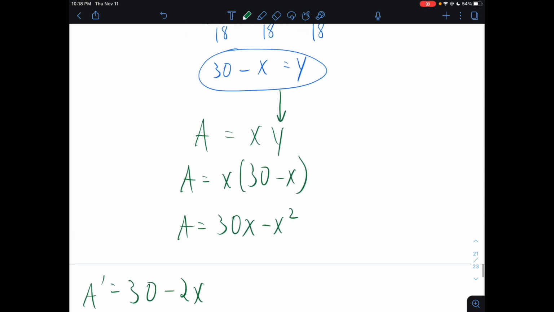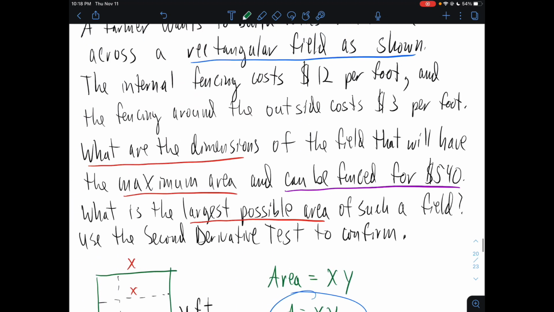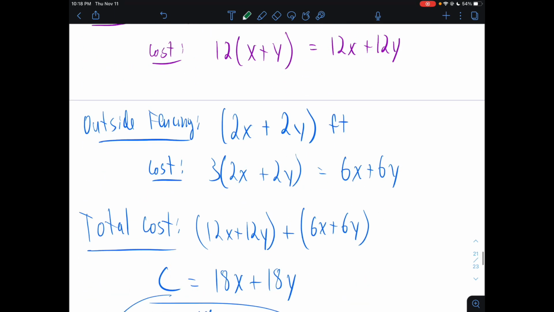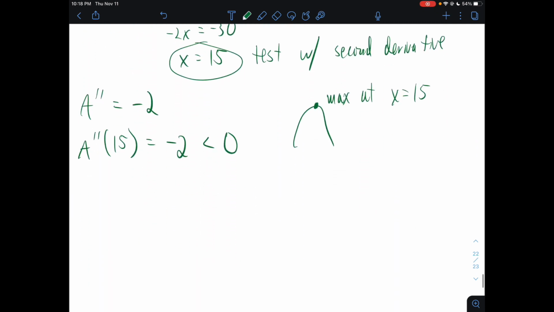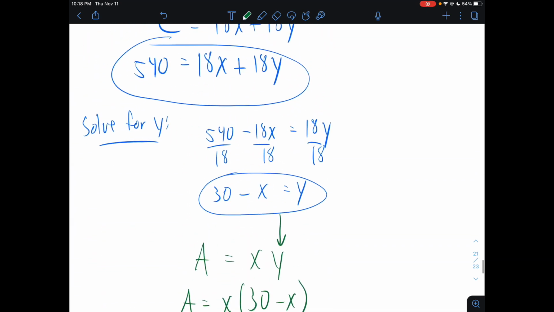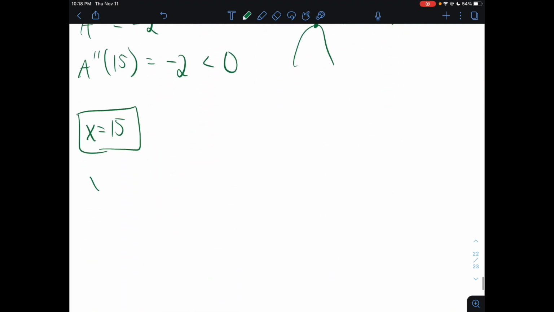So now we can answer the questions, which were, what are the dimensions? Meaning what's x and y? We already know what x is. We can now find out what y is. And then also, what is the largest possible area? So in our case, x is equal to 15. We know that. We can find y by going back to when we had solved our cost equation for y. So y is equal to 30 minus x, which in our case would be 30 minus 15, or y is equal to 15.